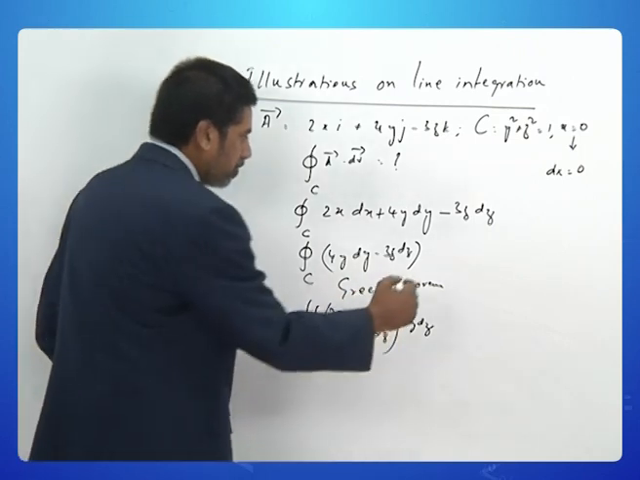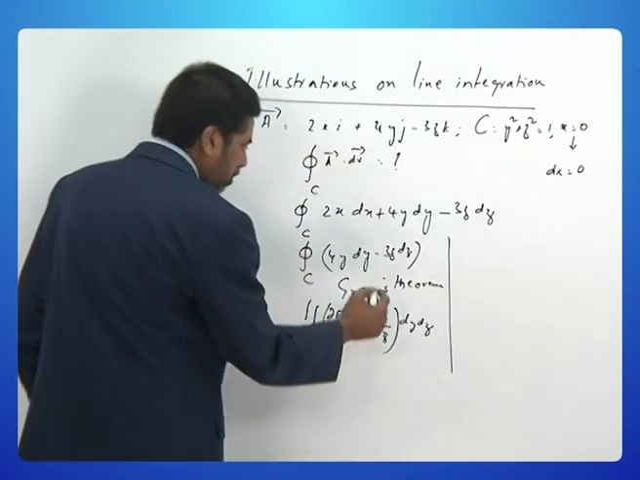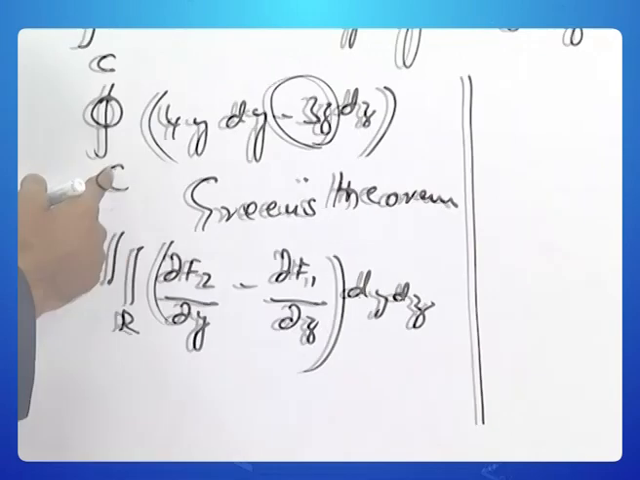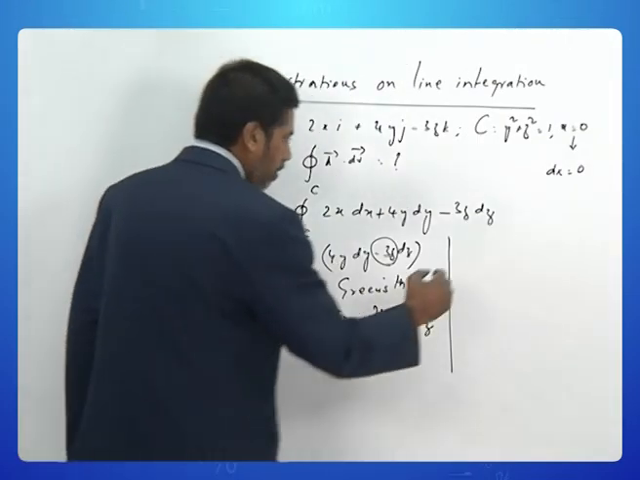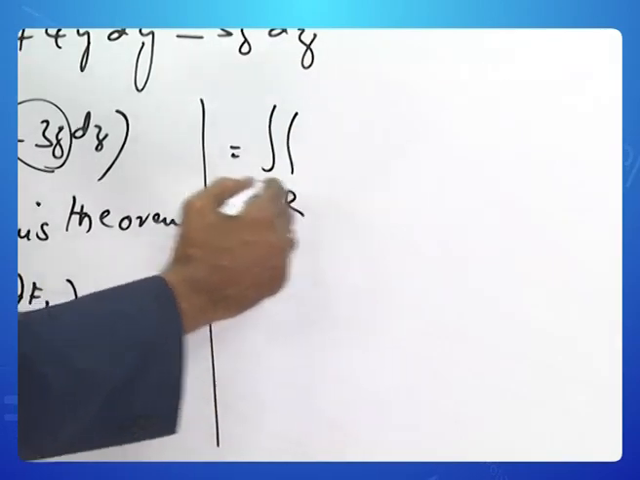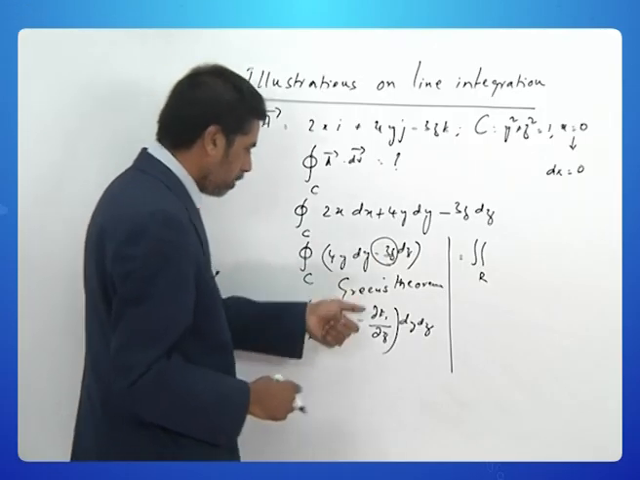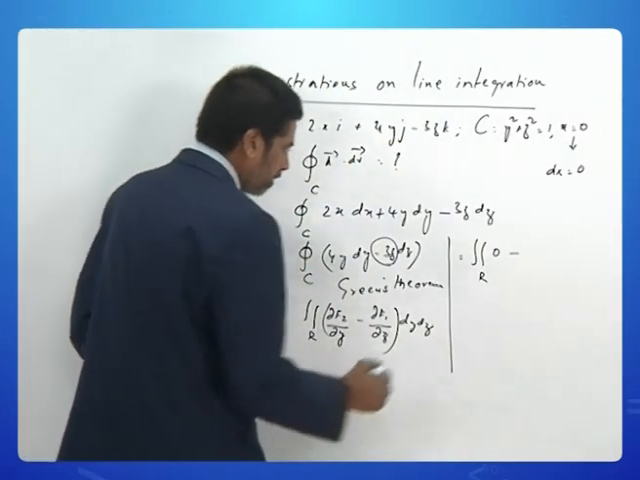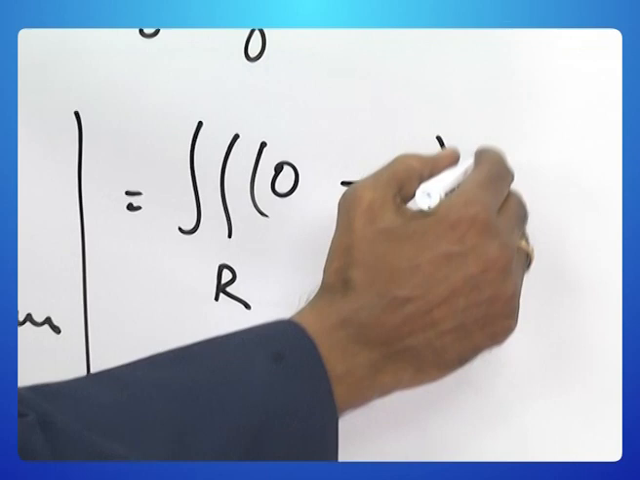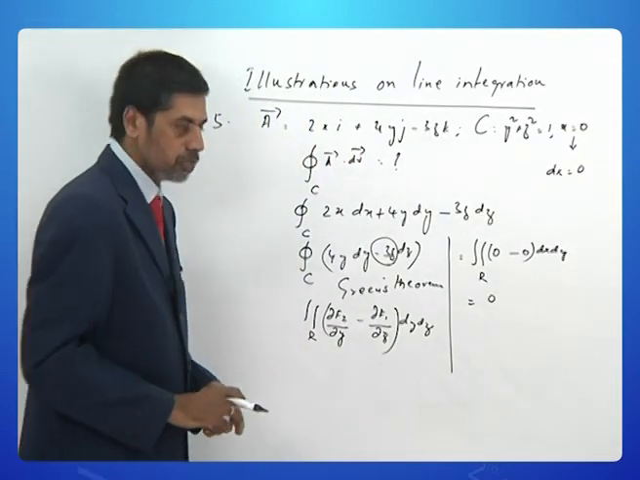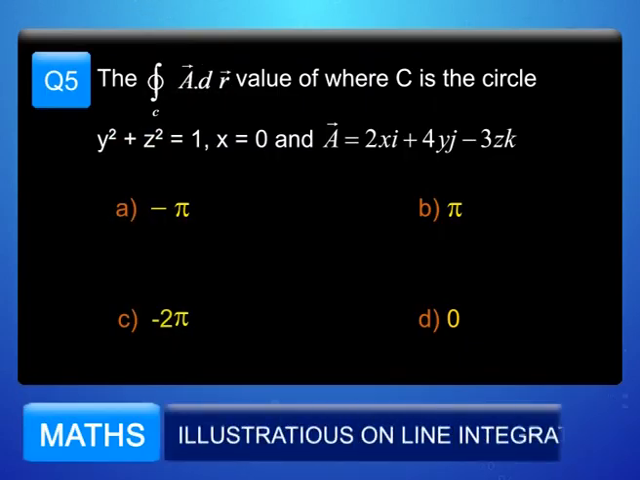Right. So what do we get here? This is f2, with respect to y, and this is f1, with respect to z. So therefore, you get double integral over R. f2 with respect to y would mean 0. f1 with respect to z would also mean 0. So the output of the problem is 0, and therefore the correct option for this problem is D.